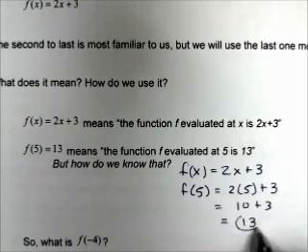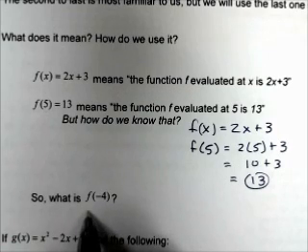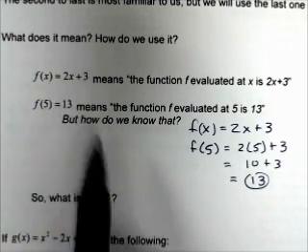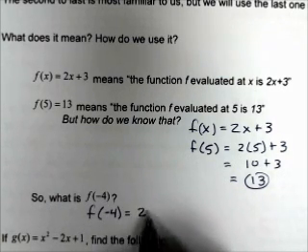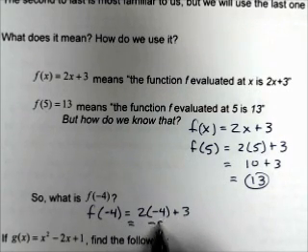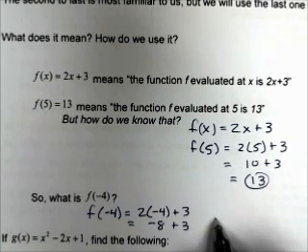So what is f of negative 4? Well, we take our function f of x from above, replace our x's with negative 4. So f of negative 4 is equal to 2 times negative 4 plus 3. And that would be negative 8 plus 3, which is negative 5.